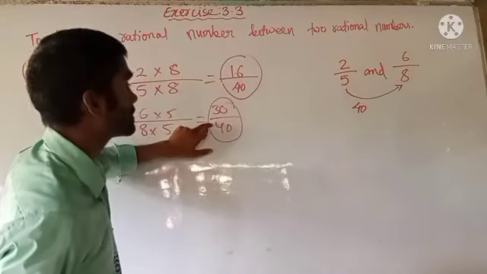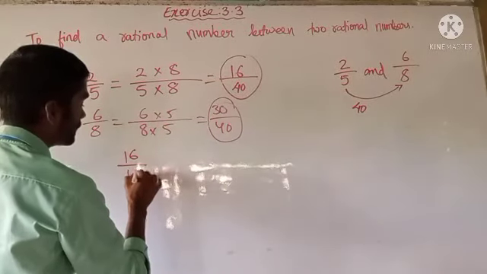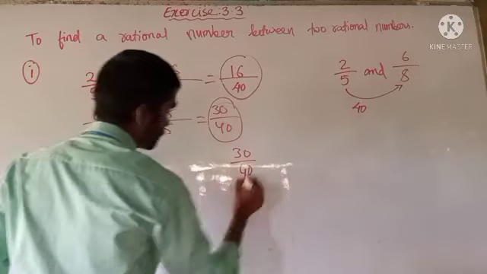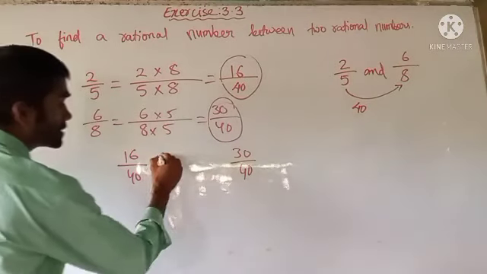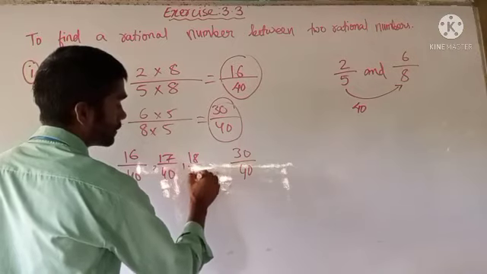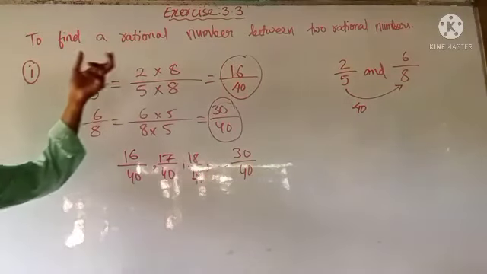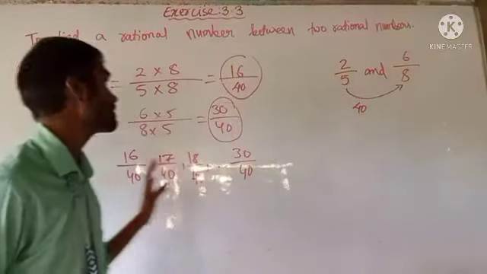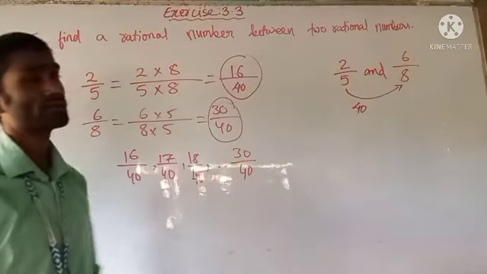When there are two like rational numbers, 16 by 40 and 30 by 40, if we go on searching in between them, we will come across many rational numbers. That means 17 by 40, again 18 by 40. If we go on searching, we will get many rational numbers. So you can say that there are infinitely many rational numbers between two rational numbers. This is the one way in which we can find the rational numbers between two rational numbers.